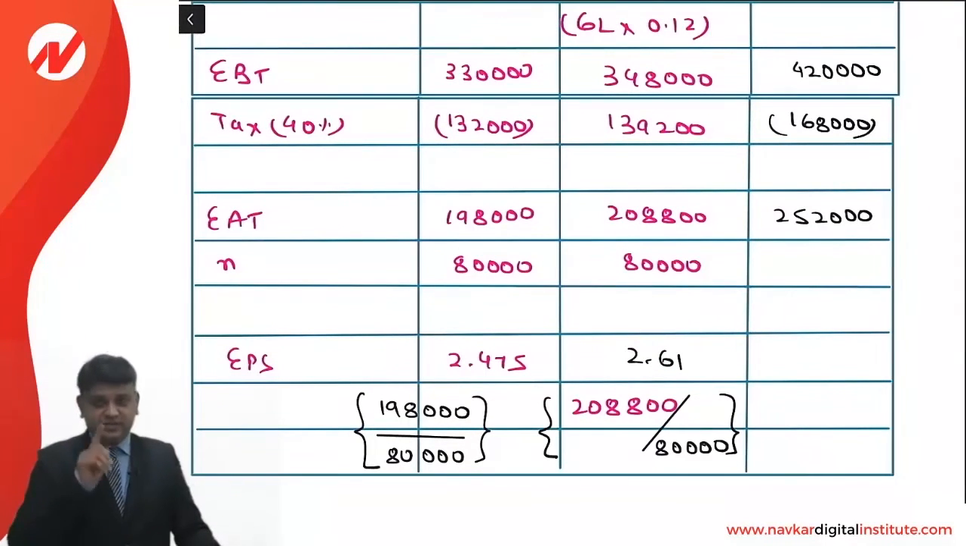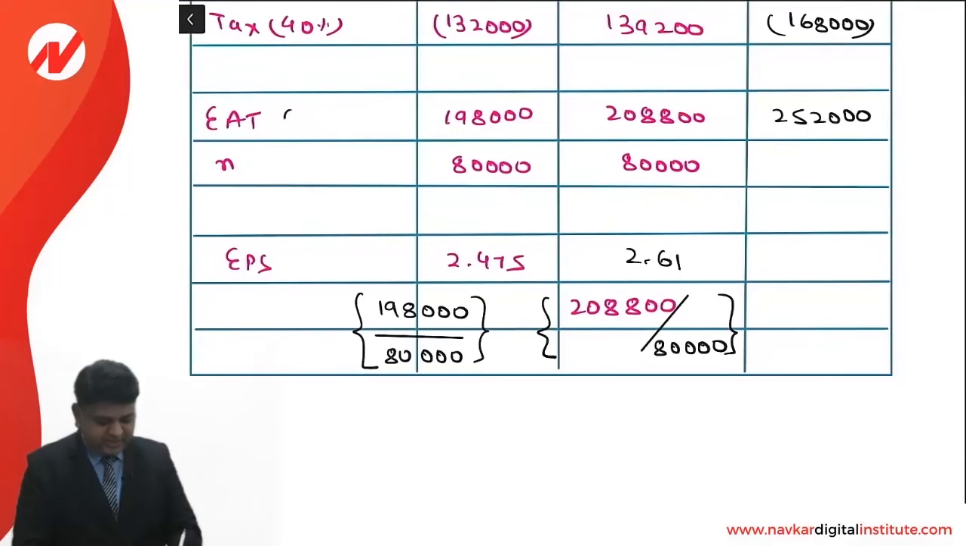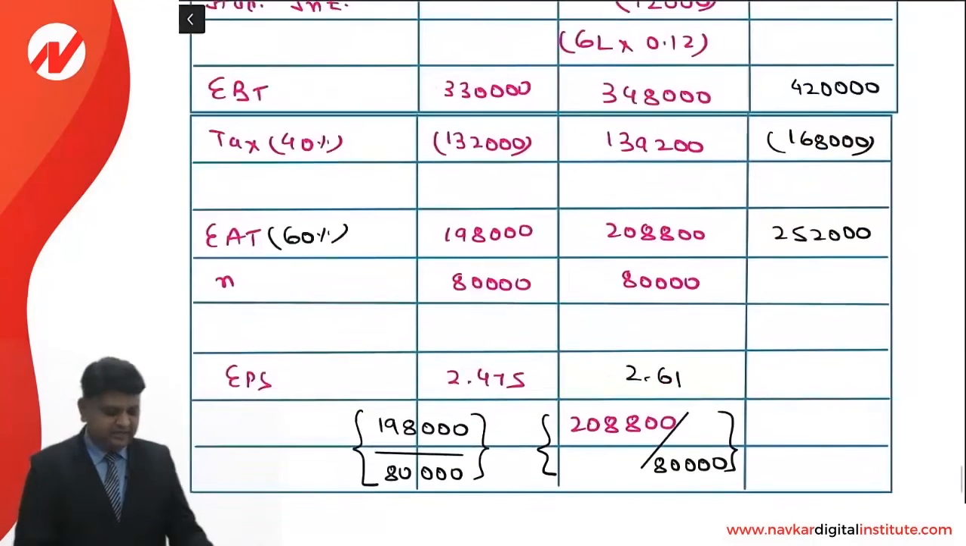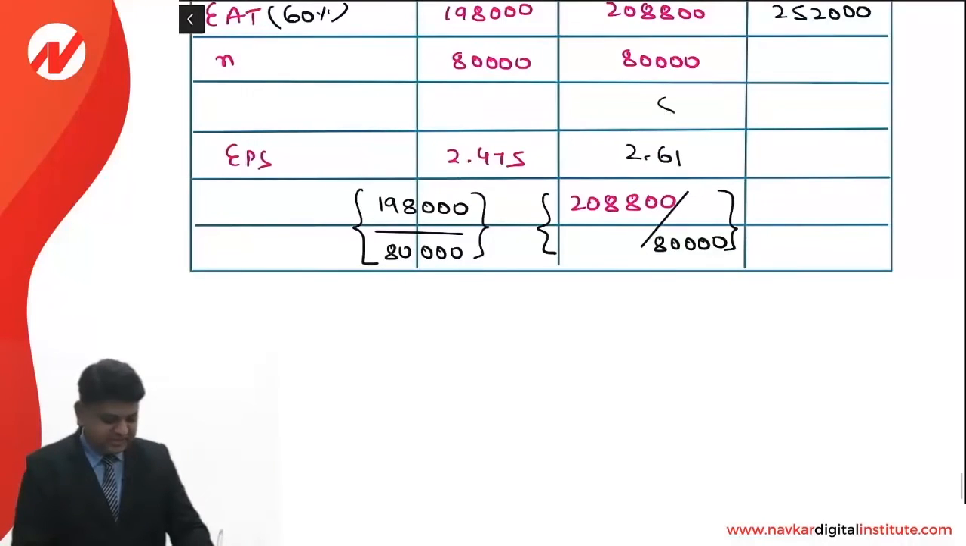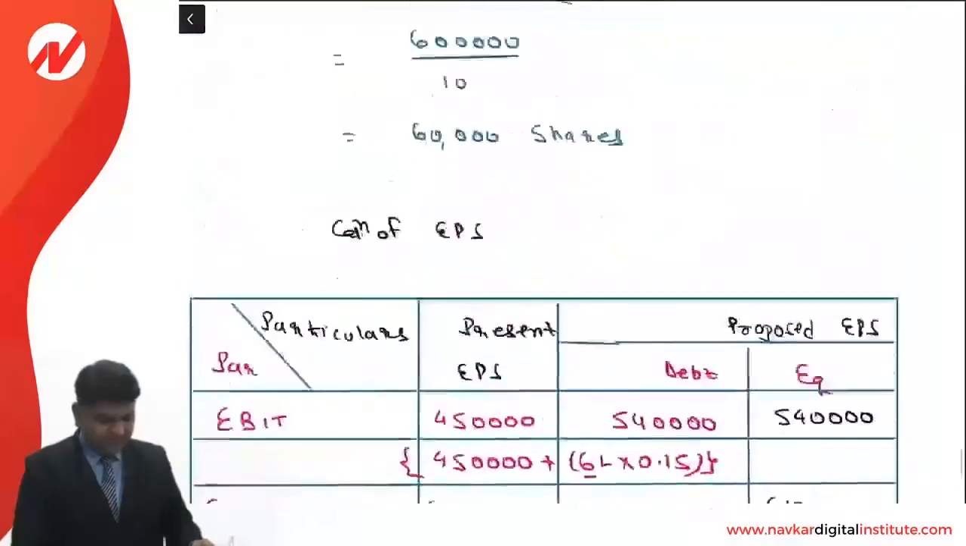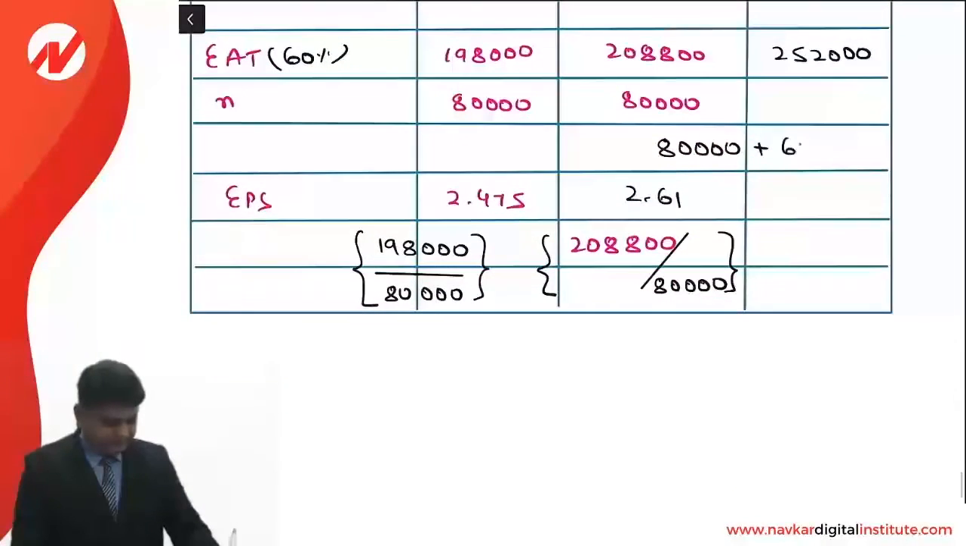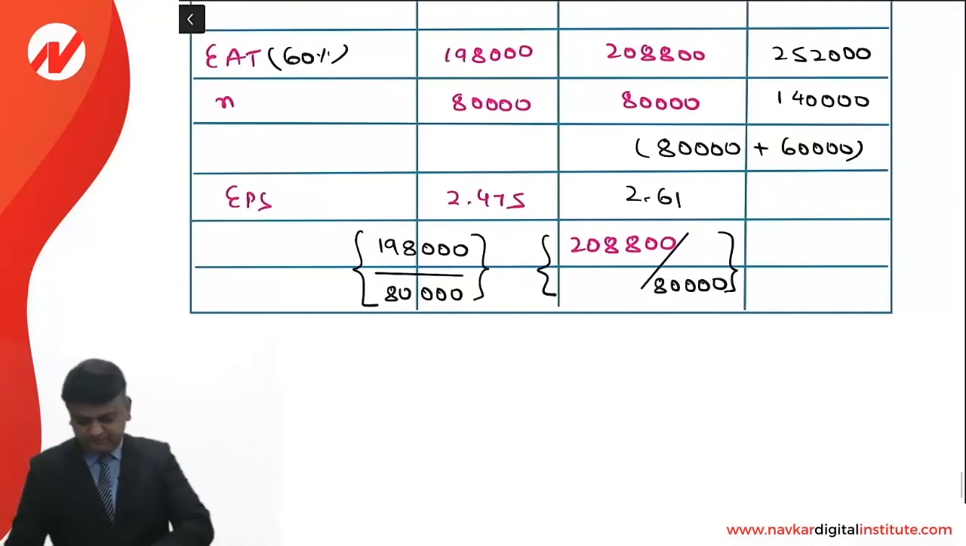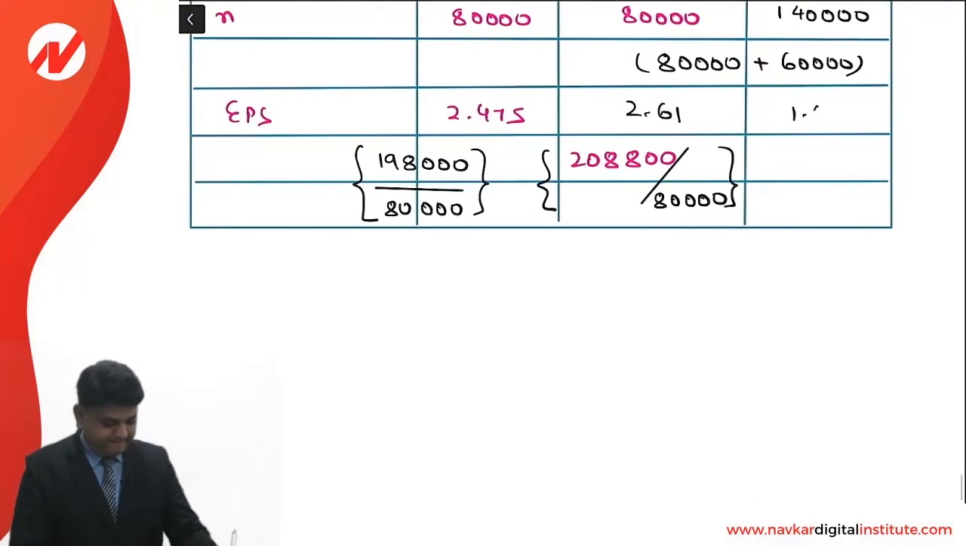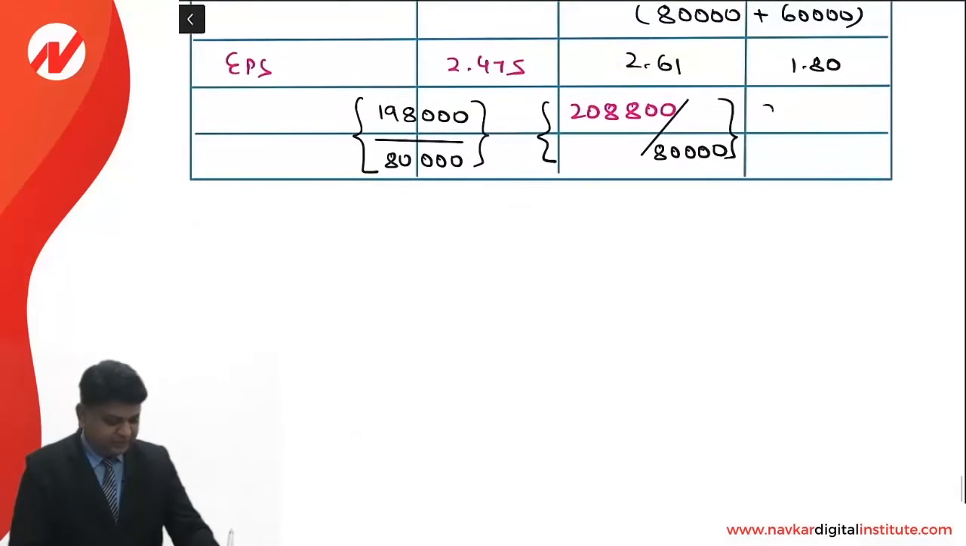Many a times I suggest students that instead of calculating tax, you can directly take the 60% of the EBT as EAT. That will save your time to calculate the tax and writing the tax amount. 80,000 shares plus you will issue additional 60,000 shares in case of the equity financing. So total it is 1,40,000 shares. That comes to 1 rupee 80 paise. That is 2,52,000 divided by number of equity shares, 1,40,000.